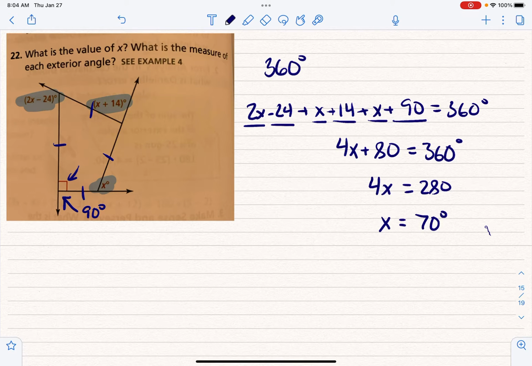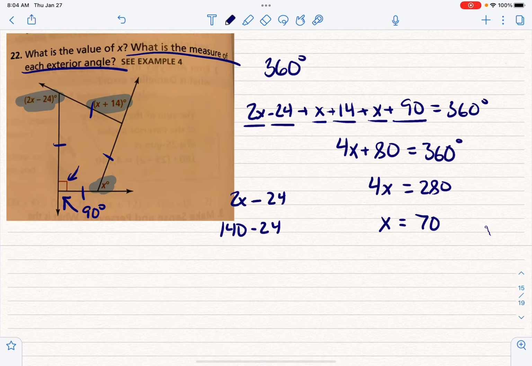Not really 70 degrees, but just 70. And you can plug that back in, because it also asks what is the measure of each exterior angle. So I have to plug that 70 back in. For the 2x minus 24, 2 times 70 is 140 minus 24. 140 minus 24 is 116. And that would be the measure of that angle right there.